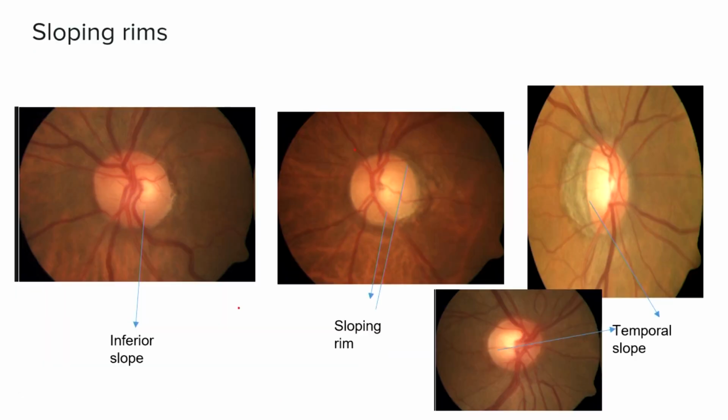There are some examples of sloping rims. This is an inferior slope, a superior slope, and temporal slopes. You just see the rim sloping. So that doesn't mean the rim is lost there. The rim is just sloping that way. So you have different types of slopes. The first one is showing an inferior slope. In the second one, both the superior and the inferior rim are sloping. And then the last two are showing temporally sloping rims.